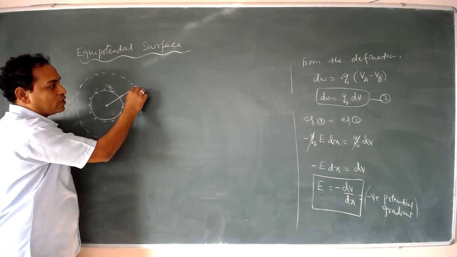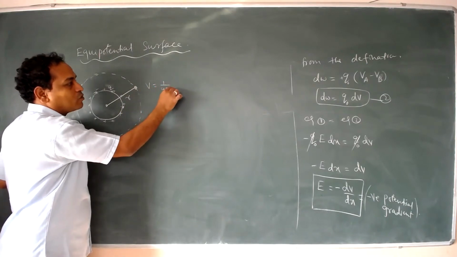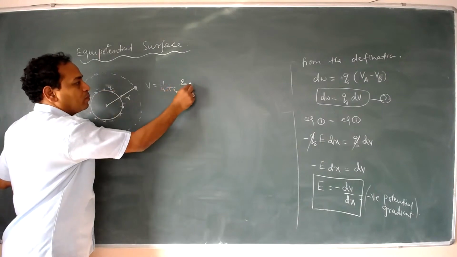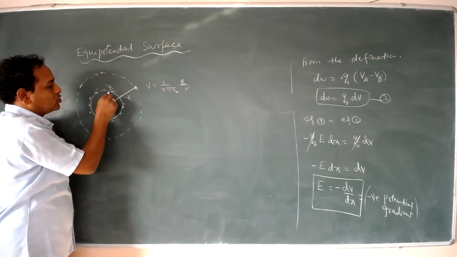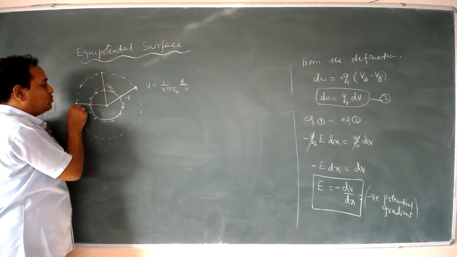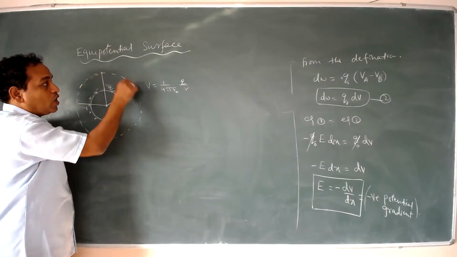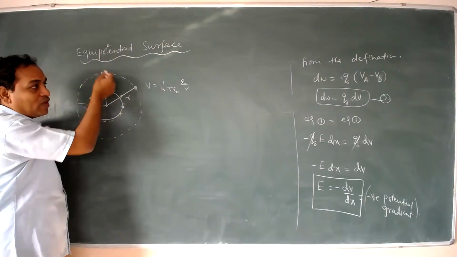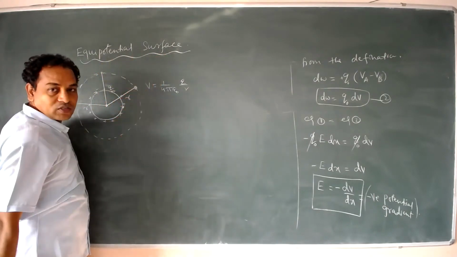Why? If you want to calculate the electric potential at this point, the potential will be V is equal to 1 by 4 pi epsilon naught into the enclosed charge Q by this distance r. If you want it at this point, same q by same r. Again, if you want it here, same charge, same distance r. So that means this surface is called an equipotential surface. Why? Because this surface has equal potential at every point. Hence we call it an equipotential surface. Got it?